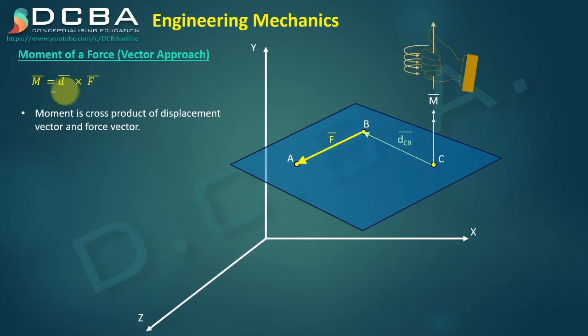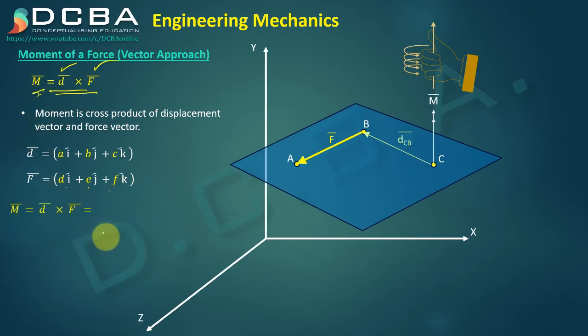Now, coming to the cross product itself, let me first define the displacement vector and the force vector. Let's say the displacement vector is a i cap plus b j cap plus c k cap, and the force vector is d i cap plus e j cap plus f k cap. So the cross product would be given as the determinant of i j k, a b c, d e f. This is how we get the cross product.